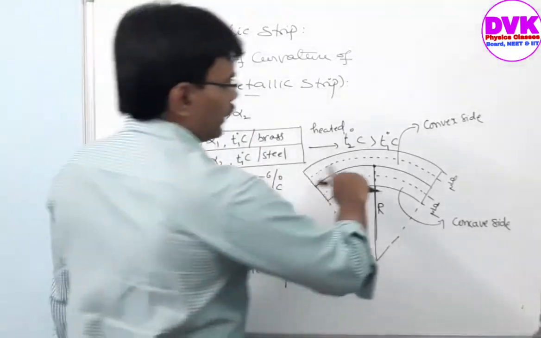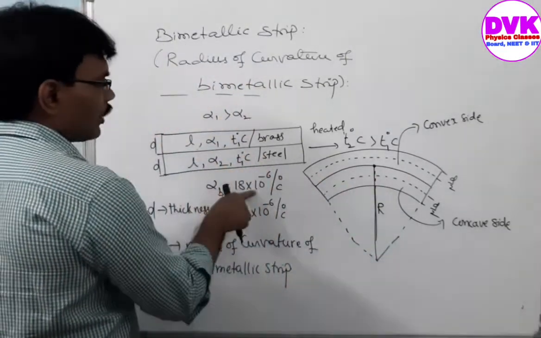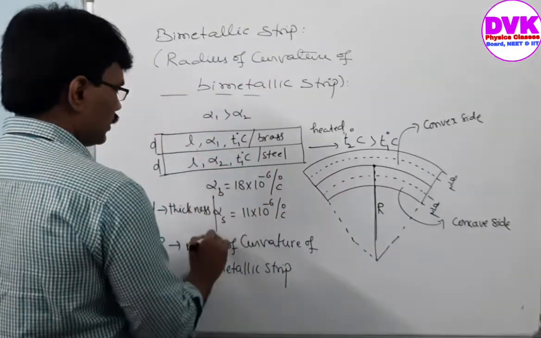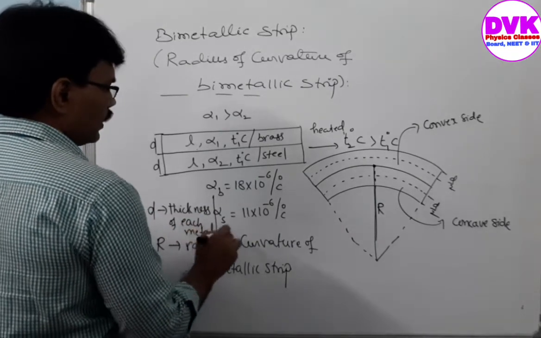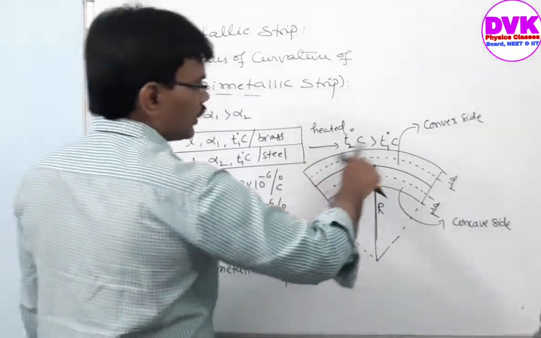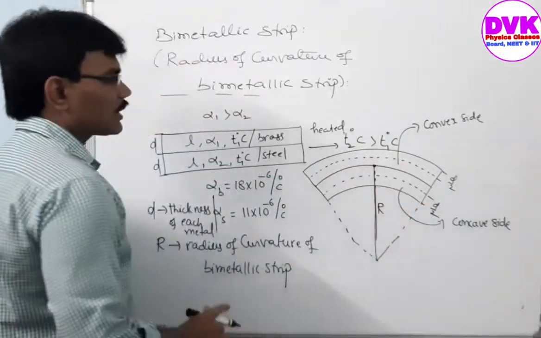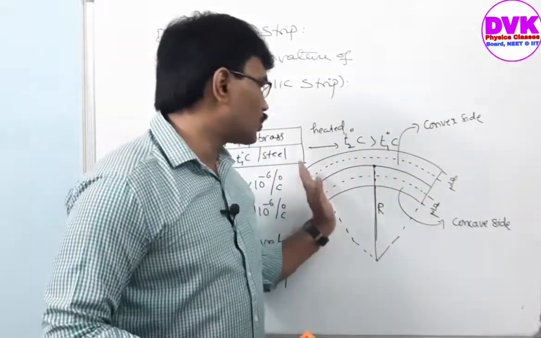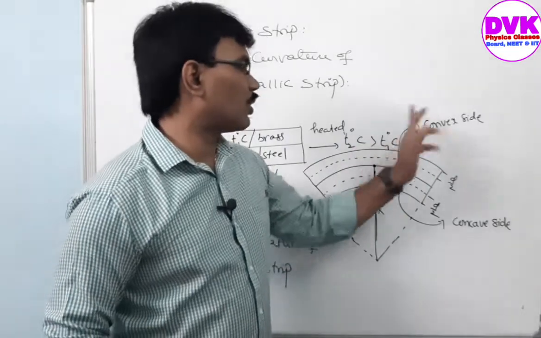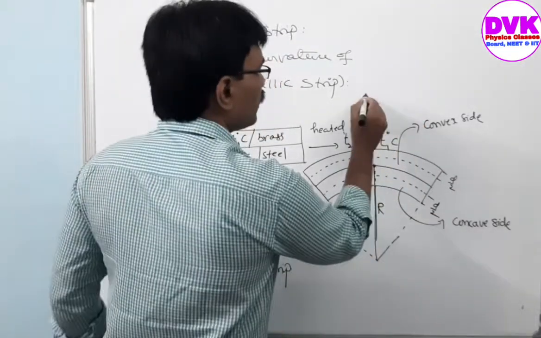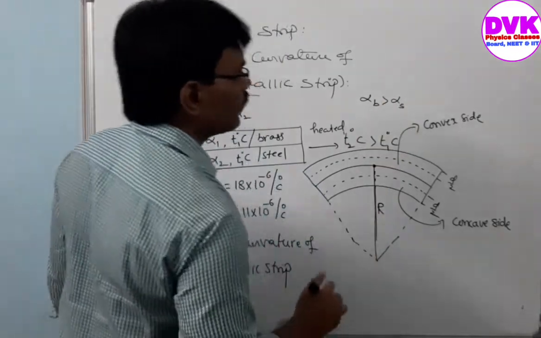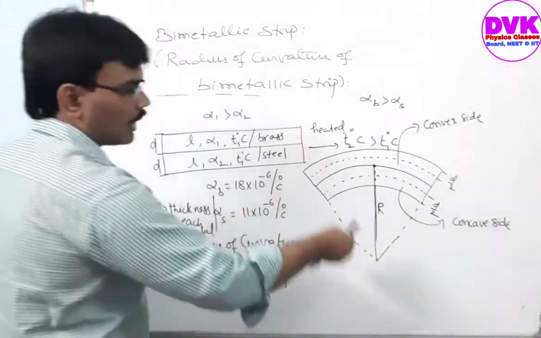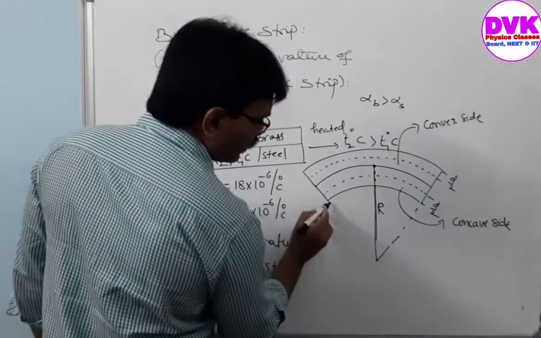Okay, so why is it so? Obviously because the alpha value of brass is higher than the alpha value of steel. Since alpha b is greater than alpha s, this brass will show a higher increase in length, therefore it shows more curvature. That means it will be on the convex side and the steel will be on the concave side. That means the metal which has the higher coefficient of expansion will be on the convex side, and the metal which has the lower expansion coefficient will be on the concave side.